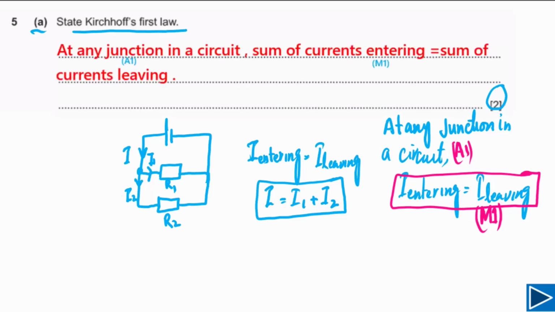This is how you can write down a full answer for this question in a proper way. So this is at any junction in a circuit. This has 1 mark, this is A mark, and the second mark is M mark. So if you write down sum of currents entering is equal to sum of currents leaving, you will get M mark, and this is A mark. You must get M mark to get A mark. If you can't get this mark, even if you have written this part, still you will get 0 marks. So this is very important.